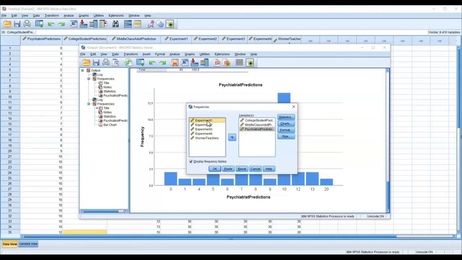Okay, but that is all you need in order to use SPSS to analyze the data for this first activity, Activity 1.1. All right, so good luck. I hope that helps.